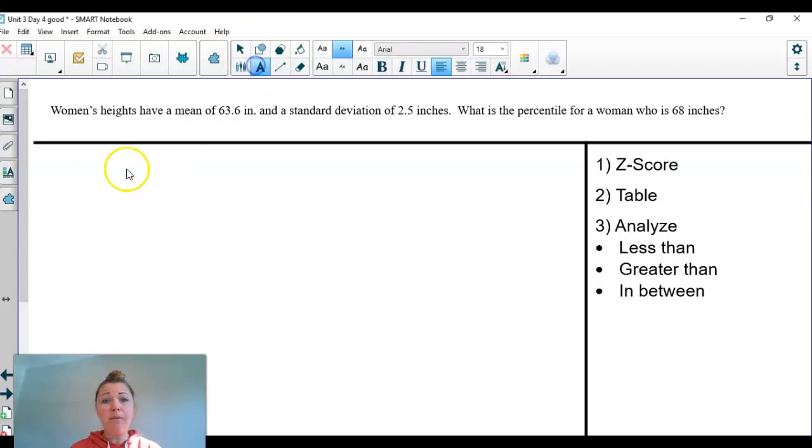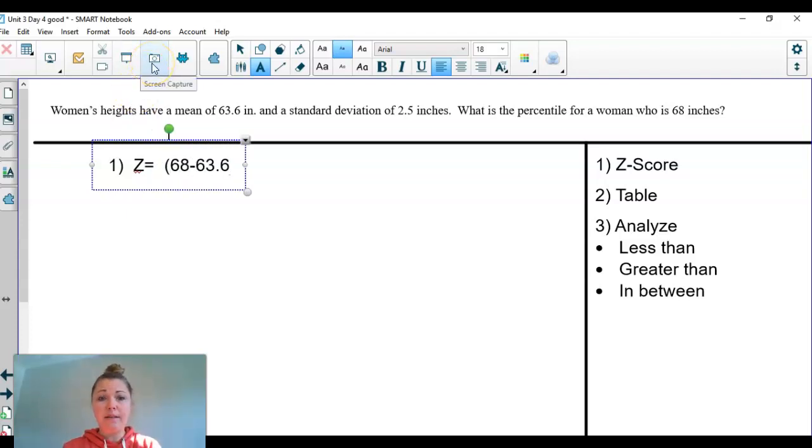Okay, so step one, what we want to do is find the z-score. Okay, z-score is z equals observation minus mean over standard deviation. So 68 minus our mean, 63.6, divided by our standard deviation of 2.5. I typed in my calculator 68 minus 63.6 divided by 2.5, and I get a z-score of 1.76.